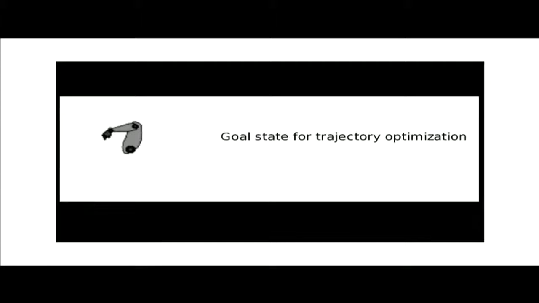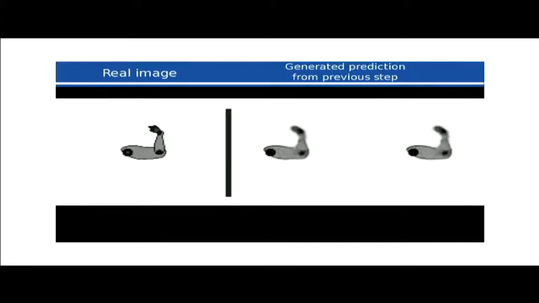And then here's another example where the goal state looks like that. So first it moves its arm in and then rotates its first joint.